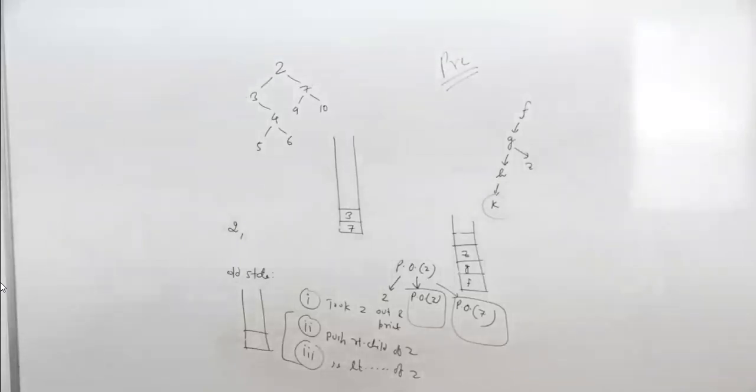I'll help you recollect whatever I had said. There is a stack that we need. And in that stack, you first push the root. The root here is 2, correct? Now in pre-order traversal, you first print the root. And after printing the root, you focus on the left subtree and then you focus on the right subtree.